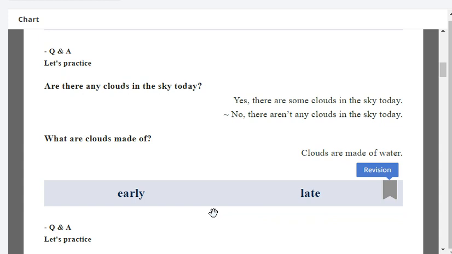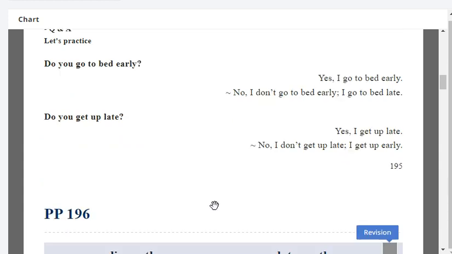What are clouds made of? Clouds are made of water. Very good. Next, do you go to bed early? Yes or no? No, I don't go to bed early. I go to bed late. Do you get up late? Yes or no? Yes, I get up late.